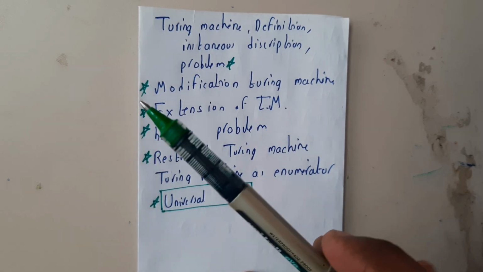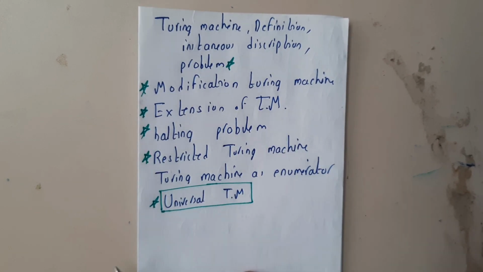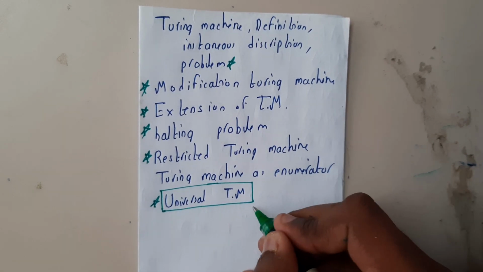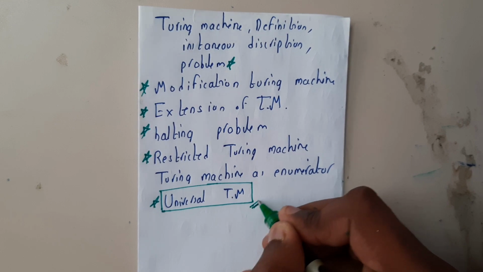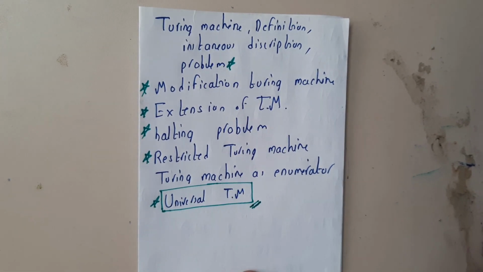When there is a mixed question, like for 10 marks you'll be given 3 questions, right? In that situation you'll be asked a halting question, and the universal Turing machine is also asked. But I didn't make a video on this, guys, so please refer to some textbook or any kind of Google blog or somewhere and just go through the universal Turing machine.